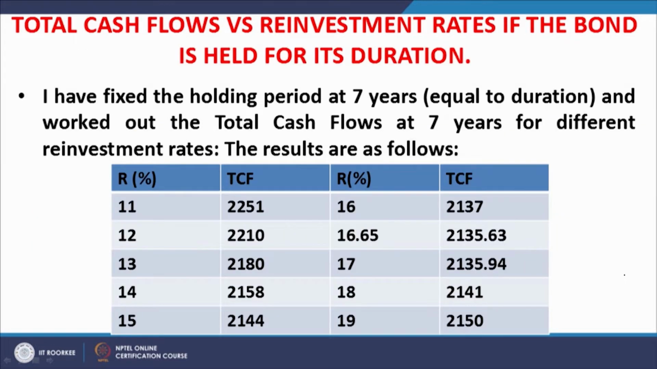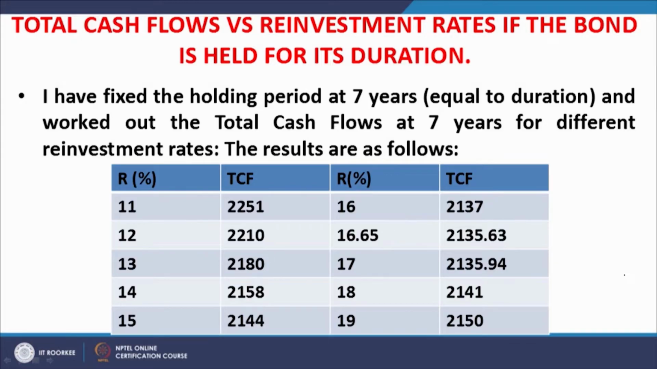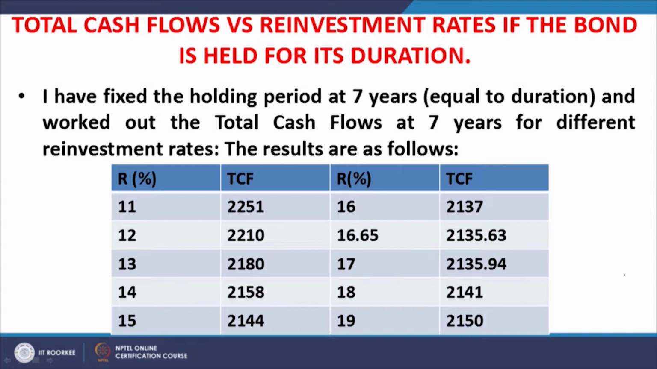You can see this explicitly in this table. What I have done is work out the total cash flows corresponding to different interest rates for the same bond for a holding period of 7 years. These cash flows correspond to a bond which has annual coupons at the rate of 12%, face value of 1000, redemption value of 1000 and maturity of 25 years; the holding period is 7 years. The total cash flows are computed at the end of 7 years corresponding to different YTMs, different reinvestment rates. As you can see, if the interest rate is 11%, the total cash flows turn out to be 2251. If it is 12%, 2210 and so on. The entire table is given in the bottom panel.